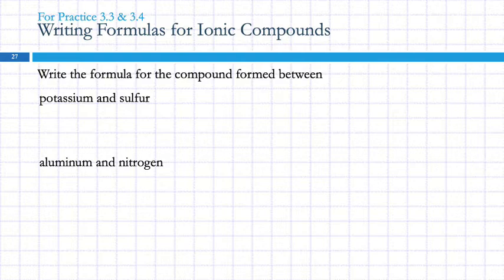So let's practice this. We're looking at the compound that forms between potassium and sulfur. We need the symbols for those elements. What's the symbol for potassium? K. And what's the symbol for sulfur? S. What charge does a potassium ion have? +1. How do we know that? It's in group 1. We learned that in chapter 2.